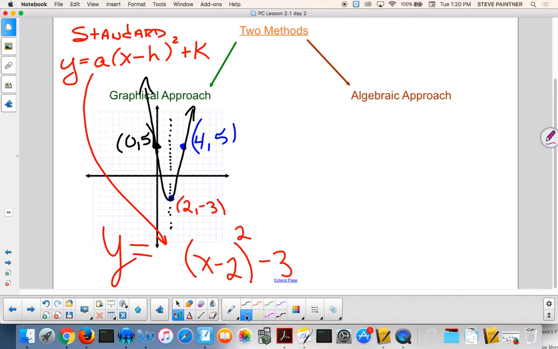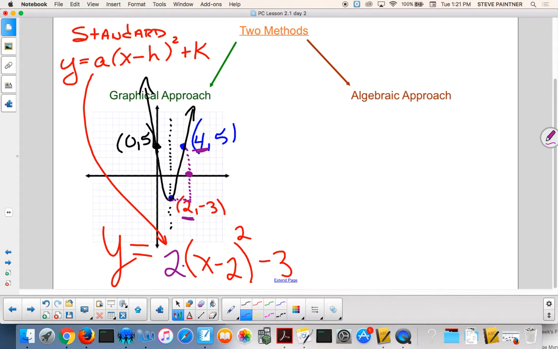Because when you take your vertex and you slide over and count how high this point is, from 2 to 4 is 2 to the right. So I moved 2 to the right, and then how far up did I go? I went from -3 up to +5, so that's 8. Normal parent goes over 2 up what? 4. So the normal parent goes this high. You just doubled the height from 4 to 8. So your A value is 2.